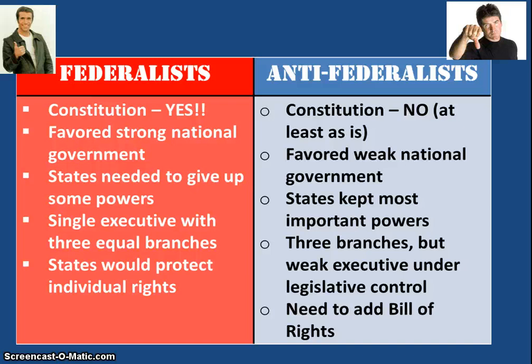Then we look at the Anti-Federalists, with our guy here, and they said that they did not approve of the Constitution, as it is at least. They favored a weak national government, like under the Articles. They wanted the states to keep most important powers, such as taxation. They were okay with three branches, but they wanted the executive branch to be weak and dominated by the legislative branch, under Congress's control. And they said that the Constitution needed a separate Bill of Rights.